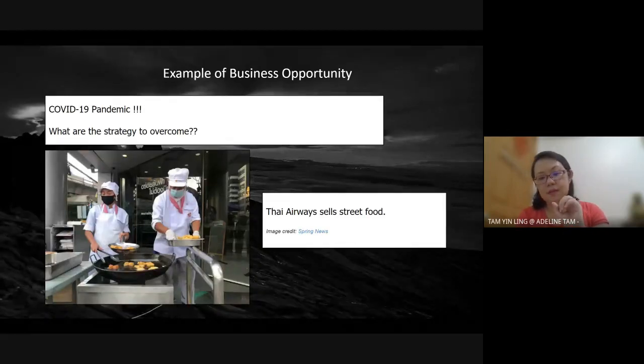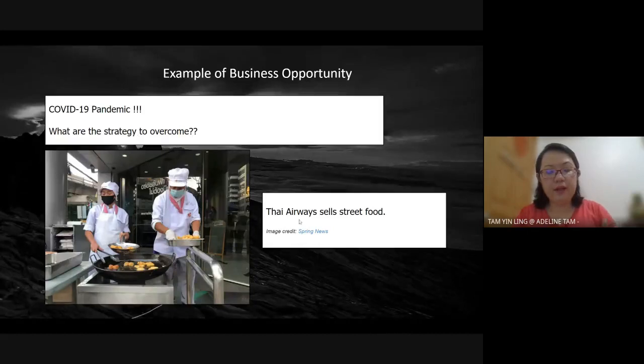Thai Airways is a company providing airline services like MAS. Okay, mereka menyediakan perkhidmatan penerbangan, airline services. So what happened is they are facing the same problems like AirAsia and MAS are facing now. So what strategy did they take?